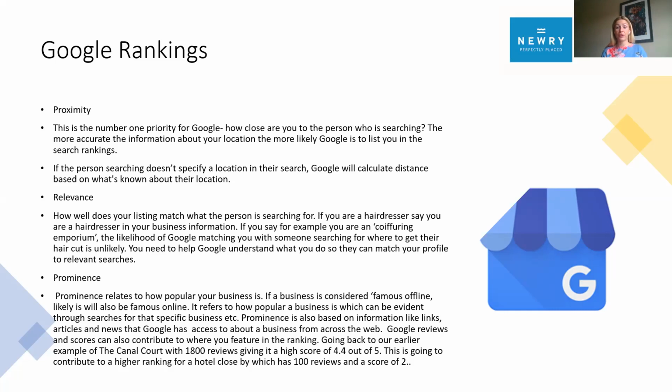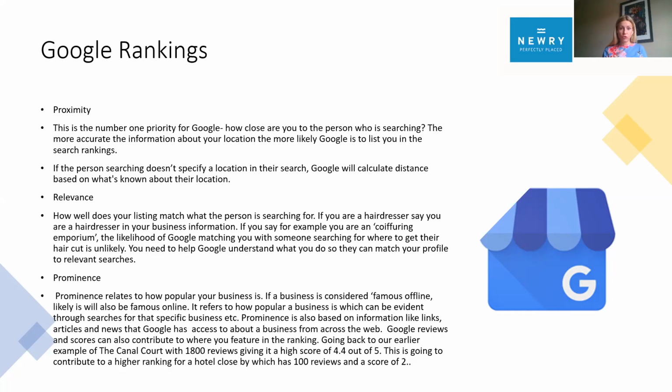Prominence can also be based on information like links and articles and news that Google has access to about a business from across the web. So that's why people would often talk about having fresh, up-to-date content on your website, having links to other websites, having other people talking about you is very, very important. And Google reviews and scores can contribute to where you feature in the rankings.